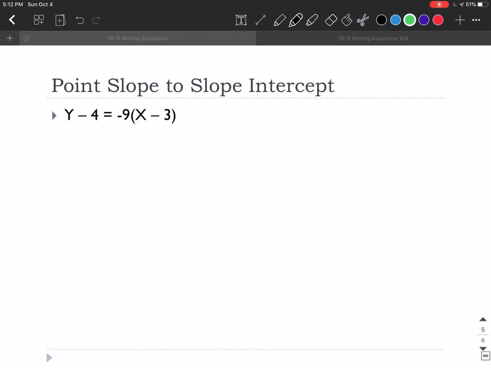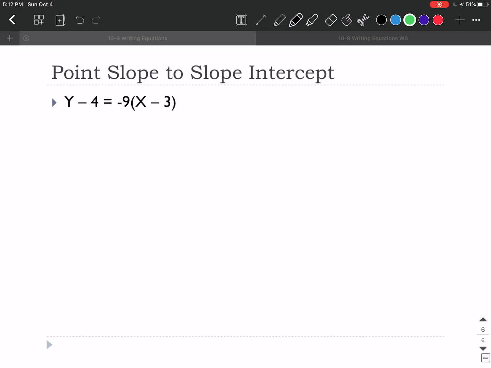And my last one, still going from point-slope to slope-intercept. So again, I'm going to start with that number in front of my parentheses. So I need to distribute it. So I multiply it to the first term and to the last term. So y minus 4 equals negative 9 times x is negative 9x, and negative 9 times negative 3, those two negatives become a positive, leaving me plus 27.